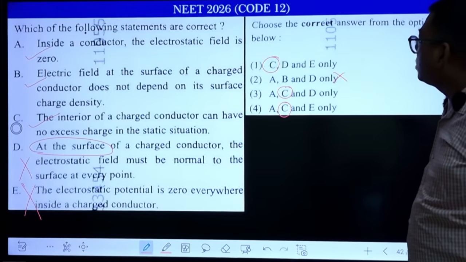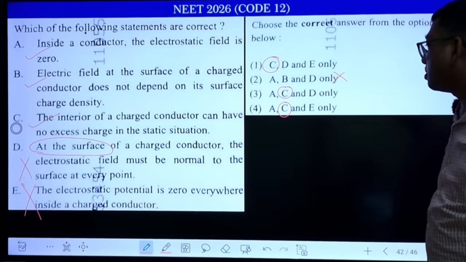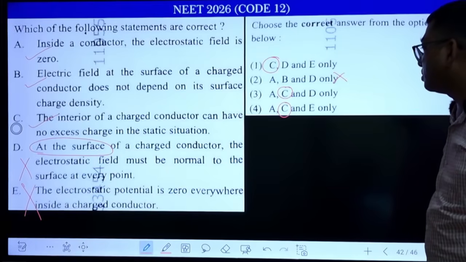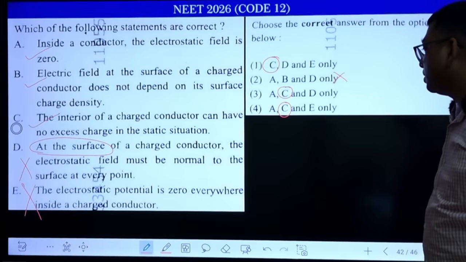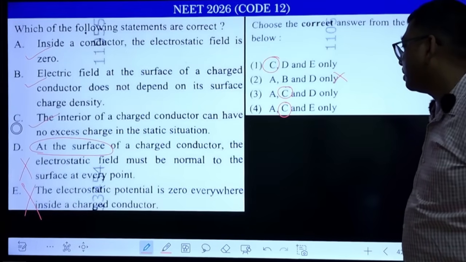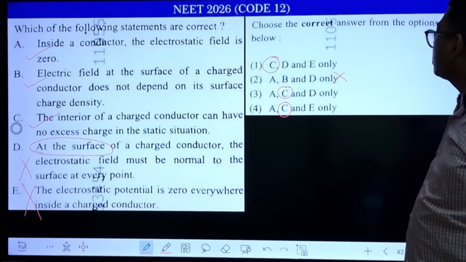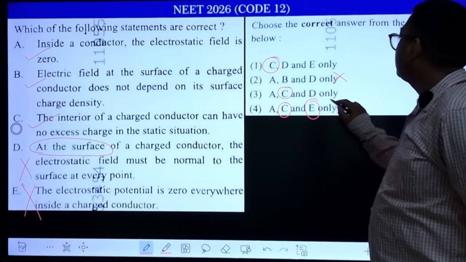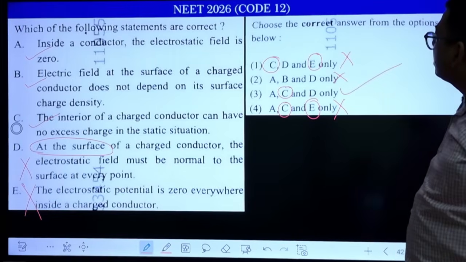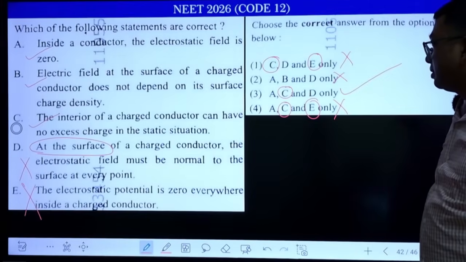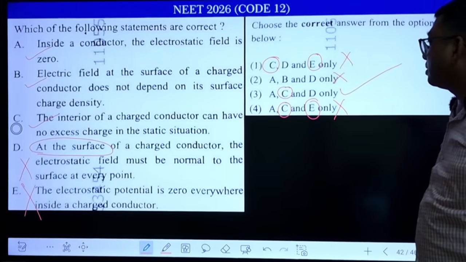Then what about D? At the surface of a charged conductor, the electrostatic field must be normal to the surface at every point. Electrostatic potential is 0 everywhere inside a charged conductor: this is definitely wrong, so it cannot be correct. So the only options we are left with are A, C, D.